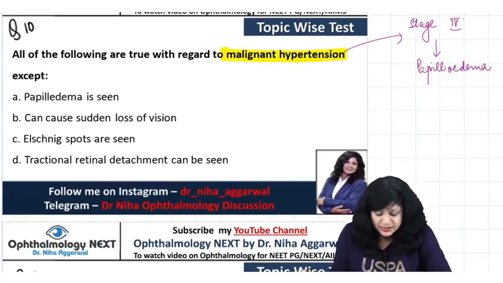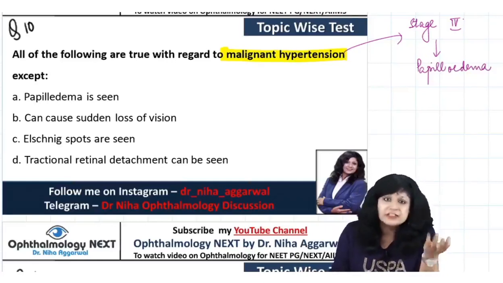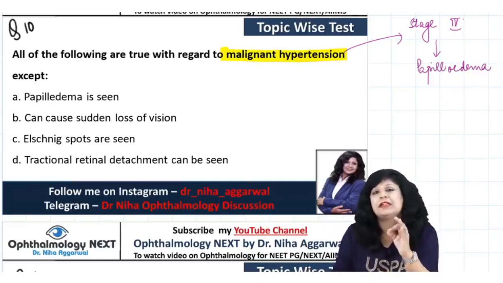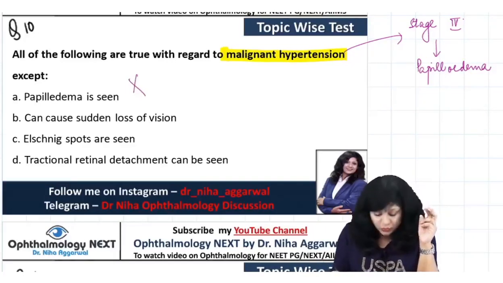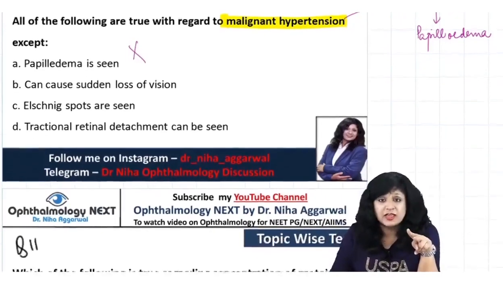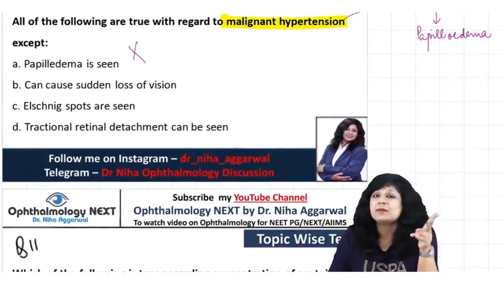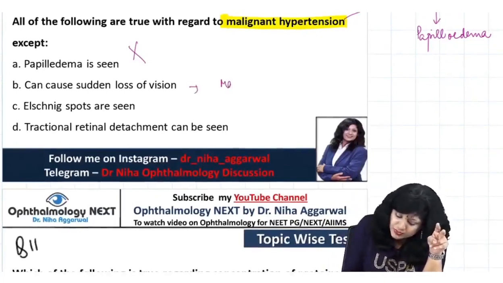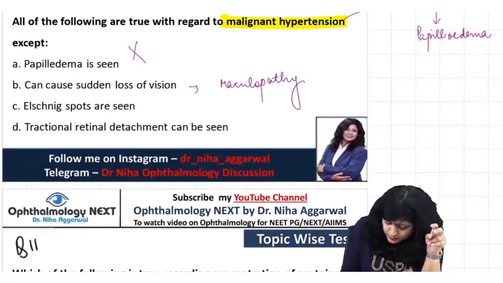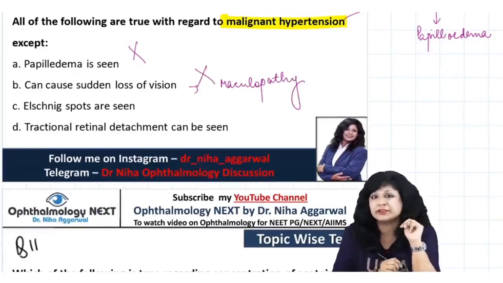The options are papilledema. So papilledema, obviously I told you, is always a marker of stage 4 hypertension, and you can have sudden loss of vision. I told you that papilledema is not the cause of sudden loss of vision. It can be due to maculopathy. So sudden loss of vision can also be there. So this is not the answer.